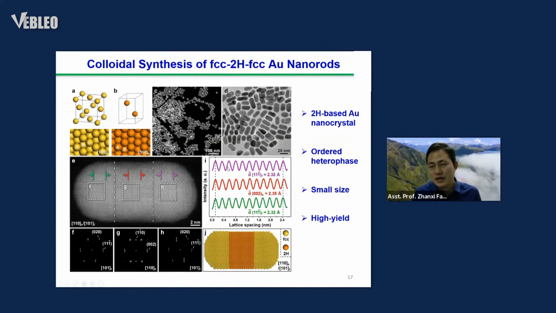We call it the well-defined heterophase FCC-2H-FCC gold nanorods, because in this structure, you can see here in the figure E, this is a typical dark field STEM image. From this one, you can see that the two ends are always FCC phase, and the middle section is always HCP phase. So that is the 2H phase. Okay. So in this case, the distribution of different phases in the structure is well defined. It is determined. And also the overall size is quite small, so it can have some applications in biorelated areas. And also the yield is quite high.